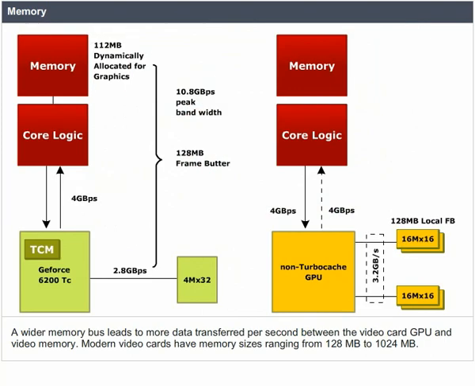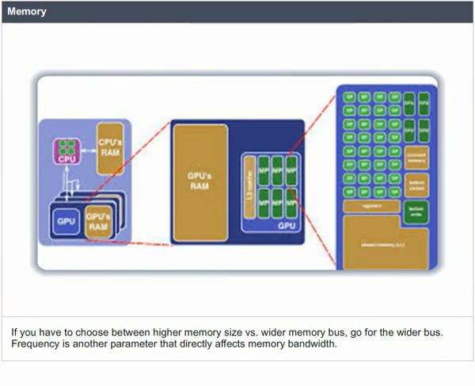A wider memory bus leads to more data transferred per second between the video card GPU and video memory. Modern video cards have memory sizes ranging from 128 MB to 1024 MB. If you have to choose between higher memory size versus wider memory bus, go for the wider bus. Frequency is another parameter that directly affects memory bandwidth.